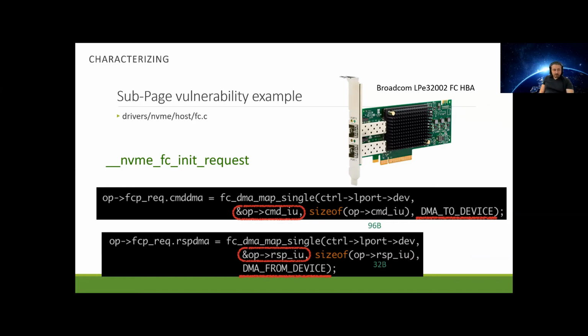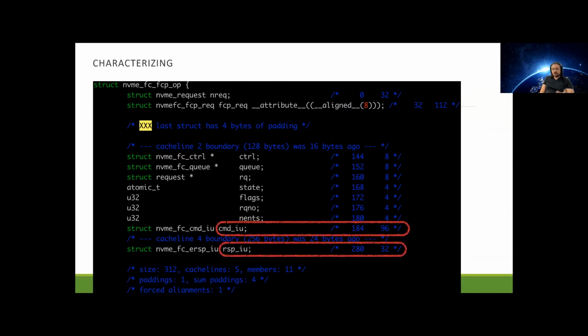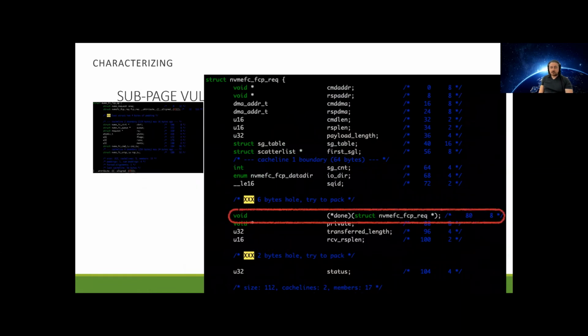So innocuous enough, but when we look into the data structure, we see that the command and the response both reside one next to the other, essentially allowing the device both read and write access to the same page at the same time. And it also exposes all the other fields in this FCP operation data structure. One of those is the FCP request, which contains none other than this callback pointer, which when overwritten will allow the device to effectively gain control of the machine, for example.